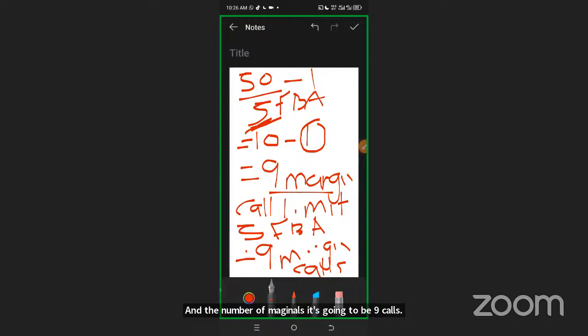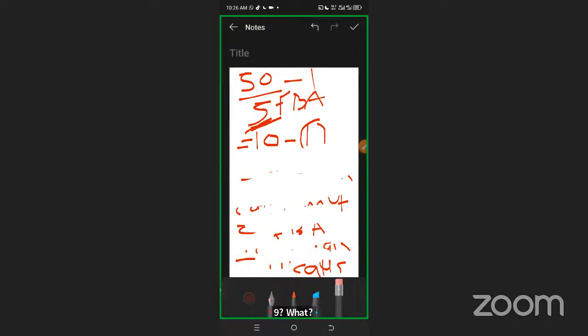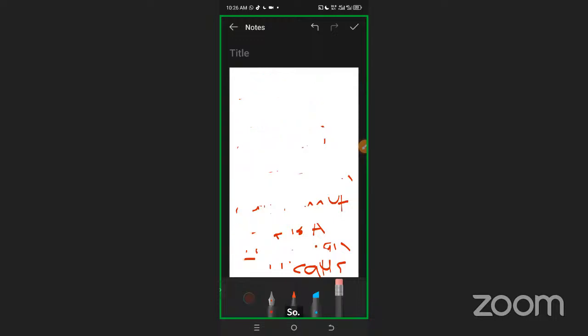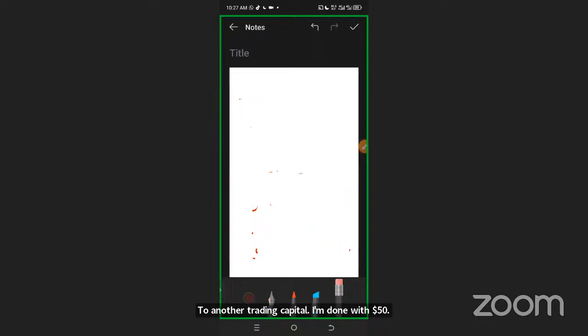9 margin calls. So we go to another trading capital. I'm done with $50. What matters is the calculations. Now I'm going to another different trading capital.